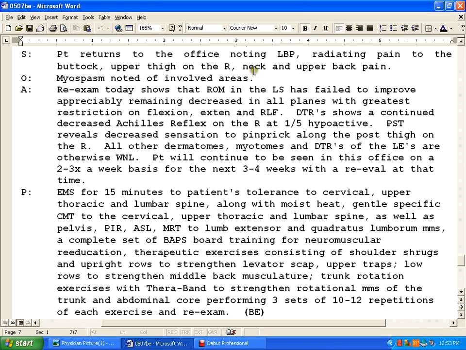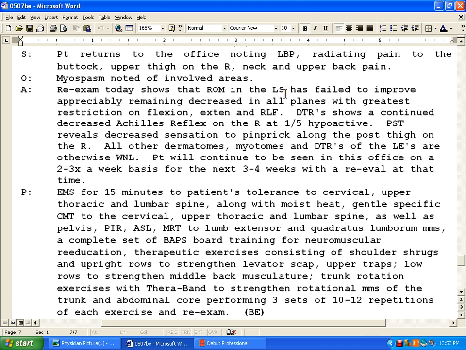Okay, now let's go into the objective findings. Myospasm noted of involved areas. He uses that a lot. Then we're going to go into the re-exam. ROM stands for range of motion, but that's how we type it. LS is for lumbar spine, but we type all caps LS.